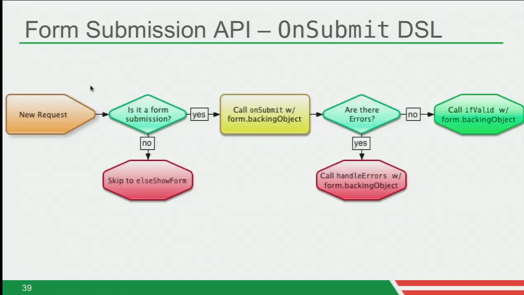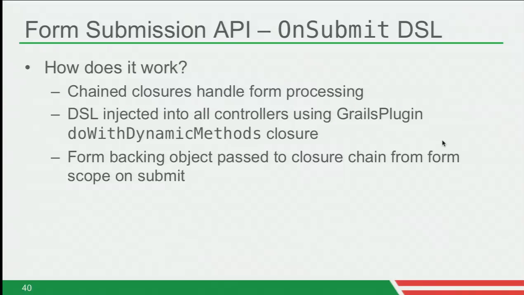This DSL follows this general workflow, which I just described, but it's very simple. We check if it's a form submission, and if it isn't, we skip right to the elseShowForm closure. If it is, we execute the onSubmit closure by passing in the form backing object as the first argument. We then check the return value from that first closure to see if there were errors. If so, we call the handleErrors closure. If not, we process the ifValid closure. It's pretty simple and allows us to encapsulate all of the standard actions that go along with form submission, regardless of what form you might have to deal with. Those we have found to be the standard pieces that you need to write your code around.